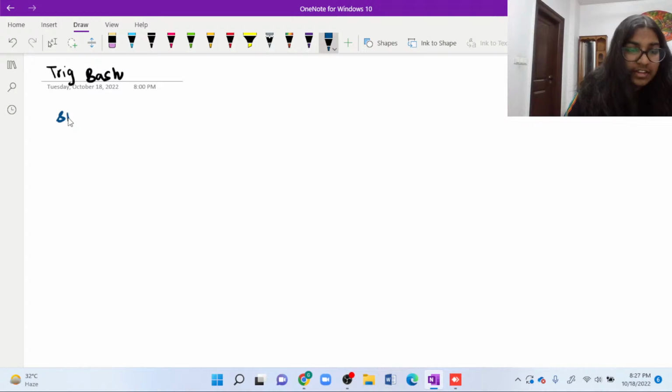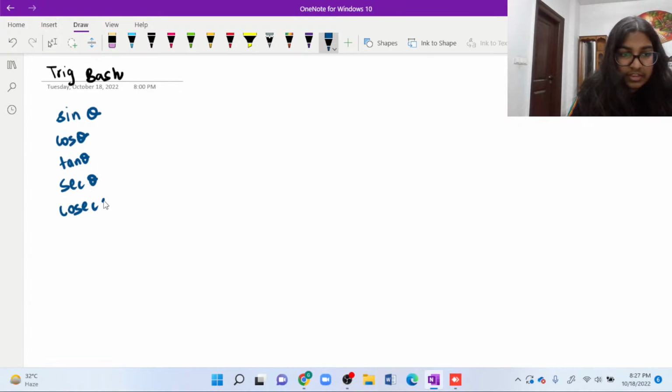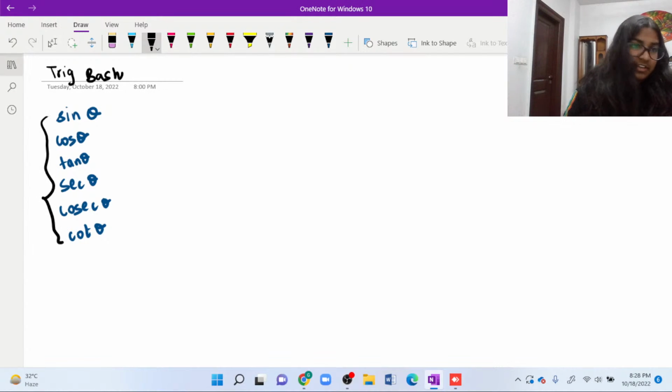So basically there are a few types of functions: sine theta, cos theta, tan theta, secant theta, cosecant theta, and cot theta. And these may sound like a lot, but they're actually related to each other, so it's actually not that complicated.